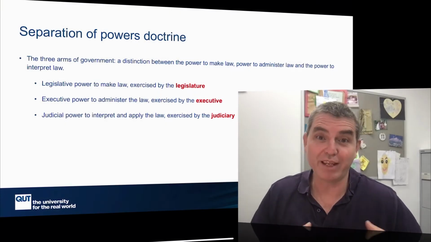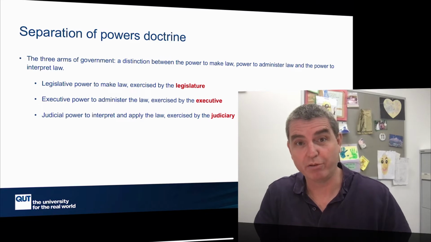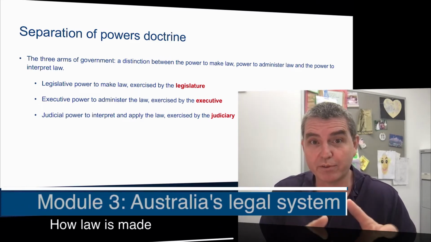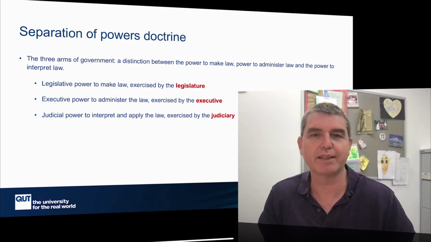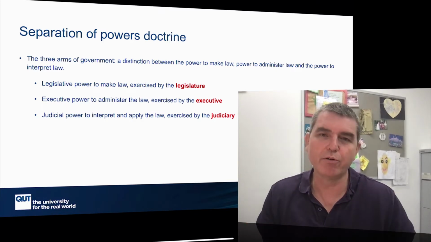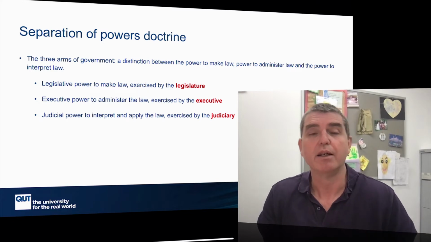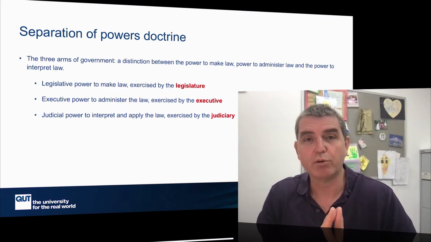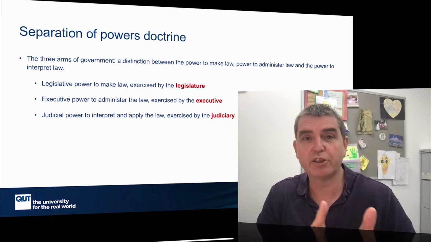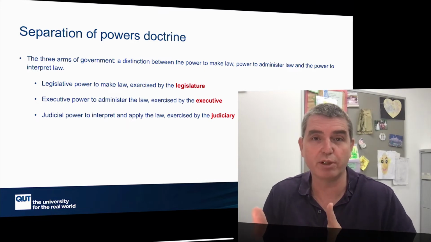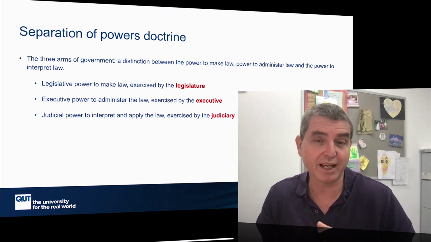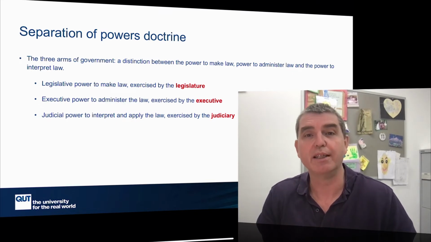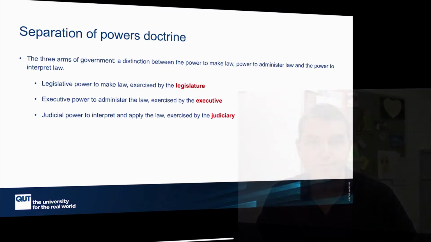Having looked at how we've ended up with the legal system that we do, and also the various powers that are separated between the Commonwealth government and the state government, we've now got to delve into each of those levels of government and how they operate. Specifically, we want to look at the legislature, the executive, and the judiciary and the interaction between them. The first topic to discuss as part of that role is the separation of powers.